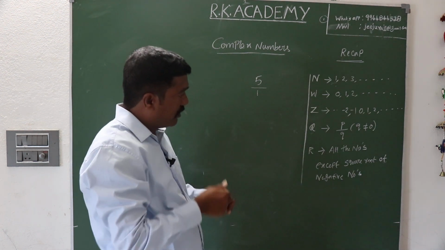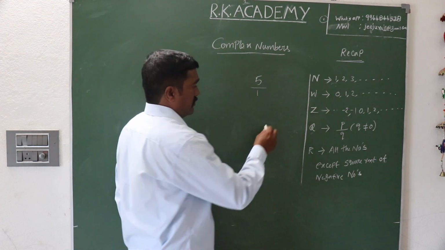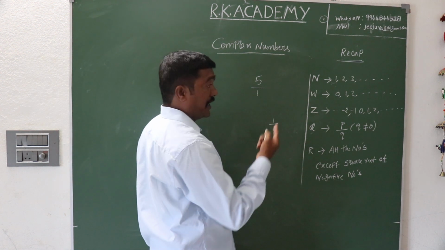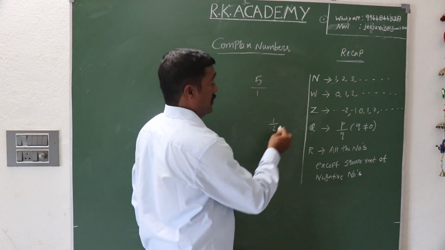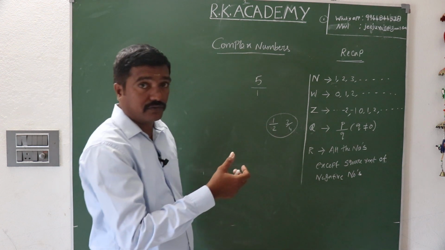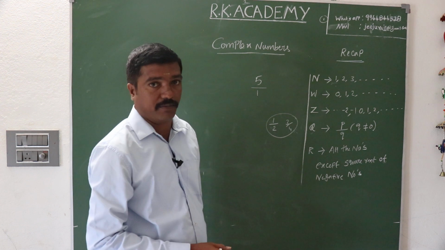What about the additional qualification for rational numbers? Now listen, we write a fraction, 1 by 2. It's not an integer, not a whole number and not a natural number. Also 3 by 4, like that. We are writing the fractions. So that is the additional qualification for rational numbers.